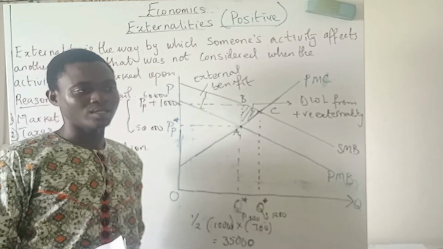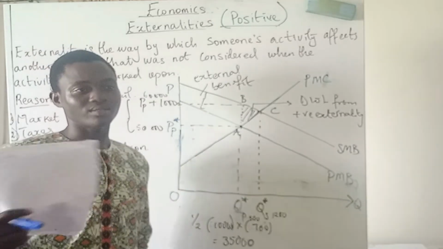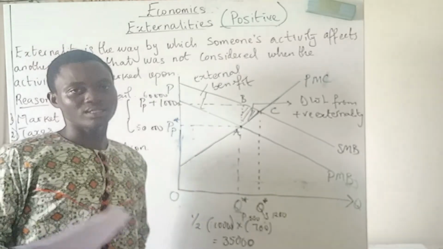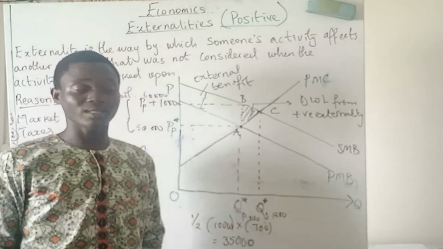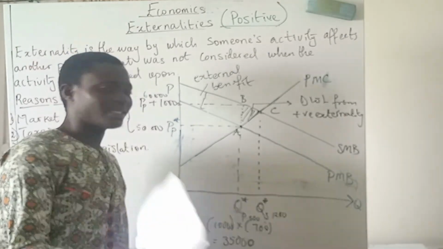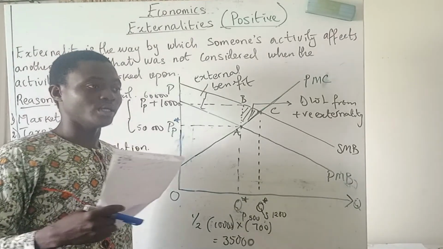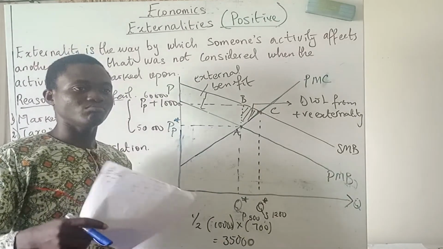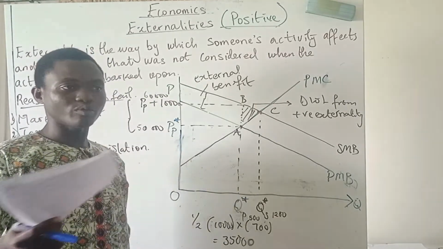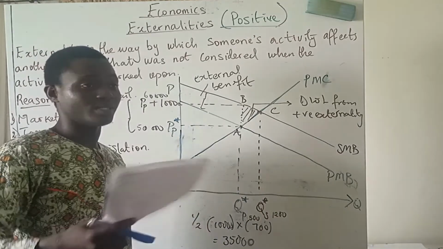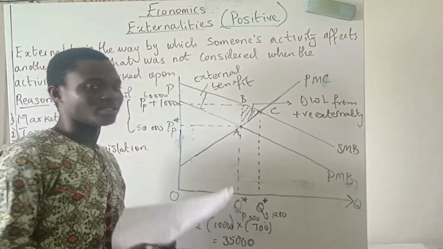At the end of the day, I think a lot of people agree today that alcohol consumption is more of a negative externality. It causes more negative externalities to people. So that's that. I think I've told you what to do in the comment section. In one or two ways that someone's activity has affected you positively or negatively, leave them in the comment section and let us know.